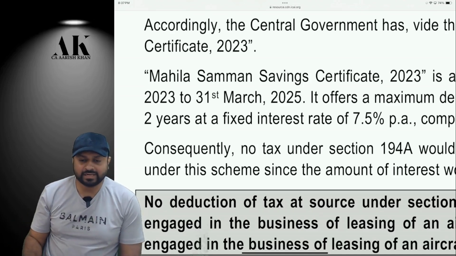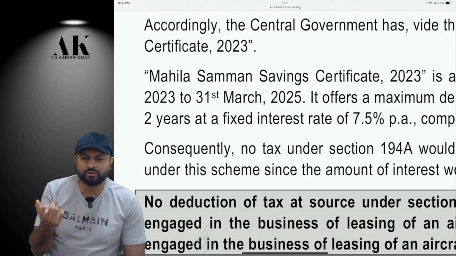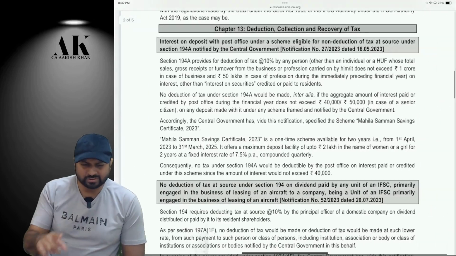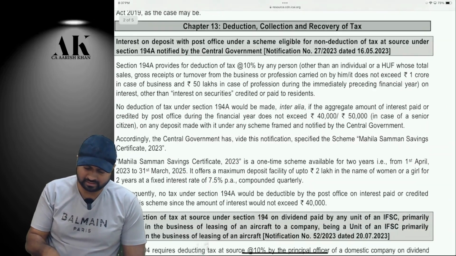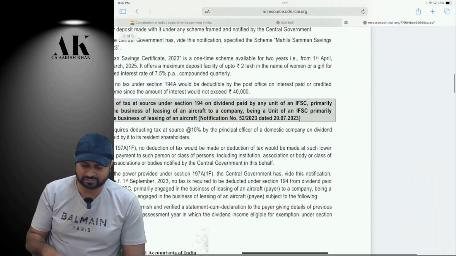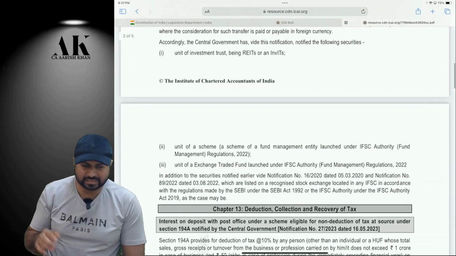Mahila Samman saving certificate. I have told you, for women, the government has made this certificate that the woman can buy this certificate. They will be getting some good amount of interest on this. So that is already mentioned because at that time this notification had come earlier. On 16th of May only it came, and at that time our batch was started also. So for the safer side I included that in our book.